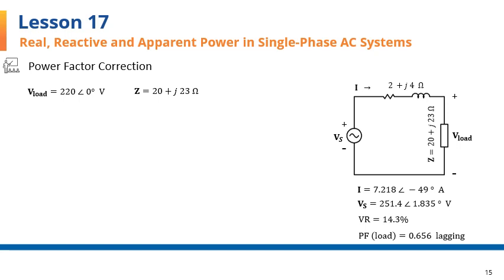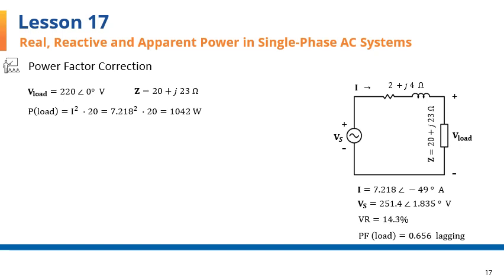However, I'm going to take a more direct route here, and that is to multiply each impedance by the square of the magnitude of the current that goes through it. For example, the real power consumed in the load would be 7.218 squared times 20. 7.218 is the magnitude of the current. Square that and multiply it by 20 will give you the real power consumed in the load.